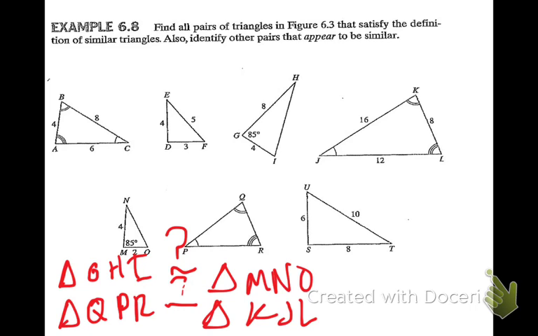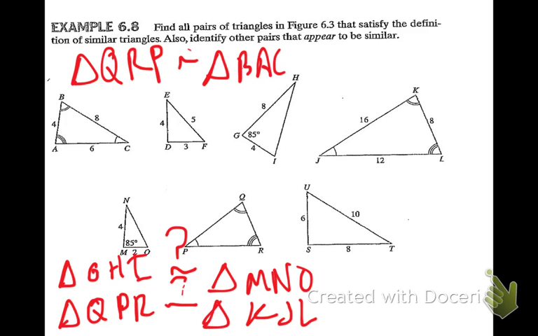Any others? Steez? QRP and BAC. Yeah, triangle QRP is similar to triangle BAC, possibly, because of the angles. Okay, we'll stop there. I think you've got the idea. We need to move on.